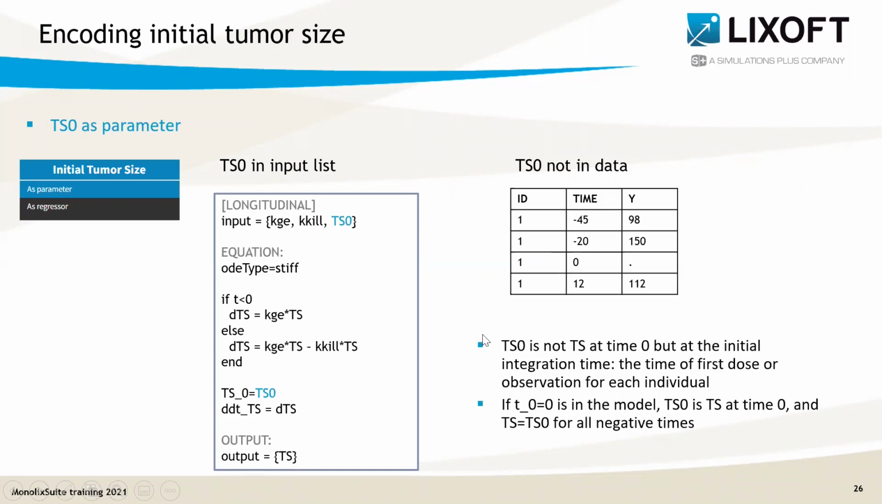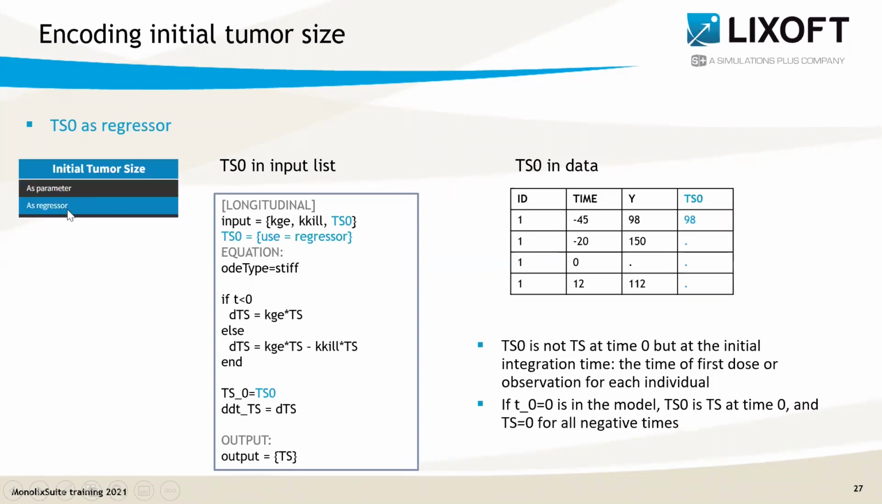So I will detail a bit later exactly what the different options are and at which times this TS0 can correspond. Anyway, when we use TS0 as a parameter, TS0 is estimated in the model and not in the data, and it is not included in the data.